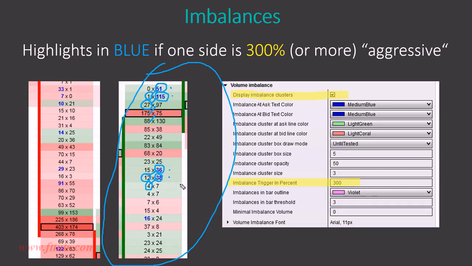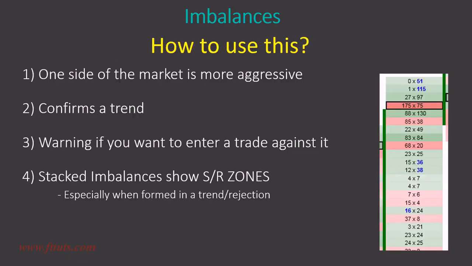Those 4 numbers are imbalances. Buyers are way more aggressive than the sellers at those places, right? Now, this is how you can use this in your trading. The imbalances tell you this. One side of the market is more aggressive than the other side.